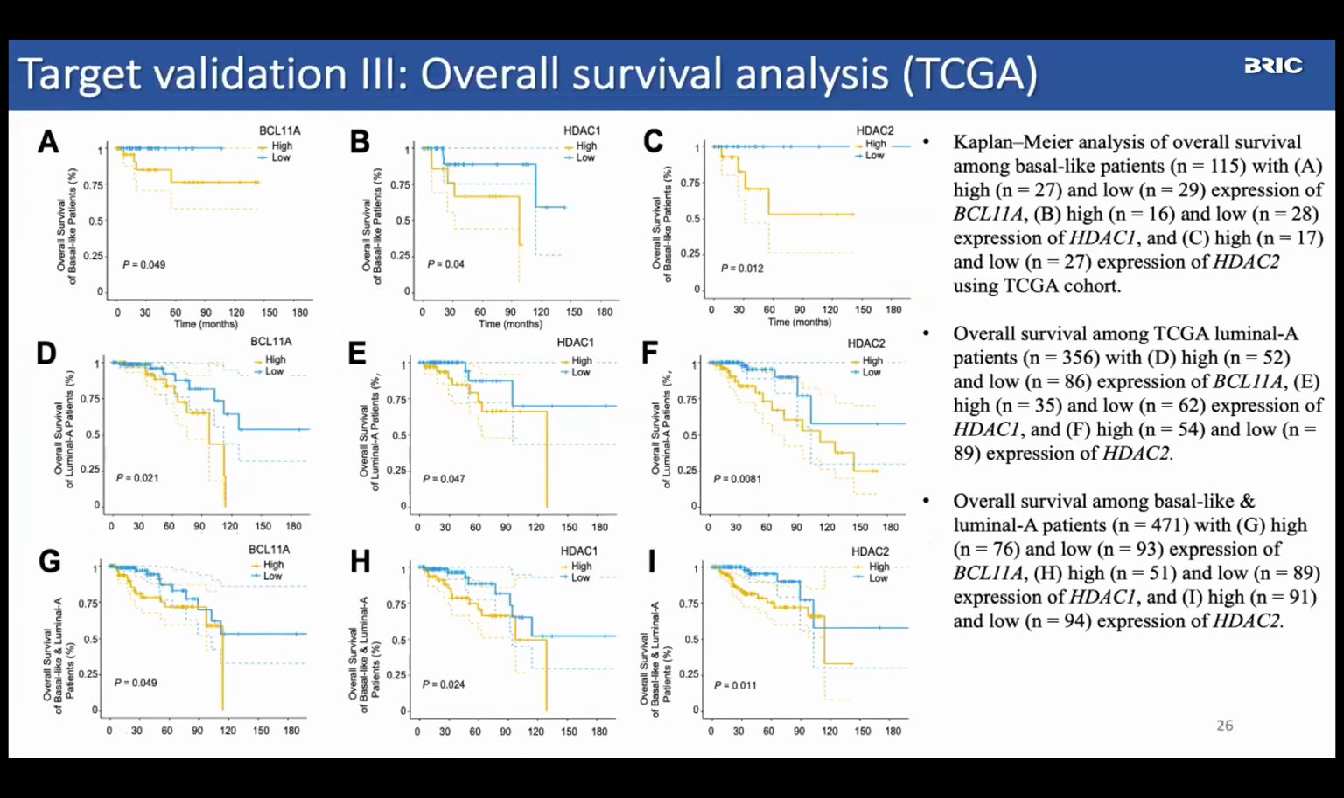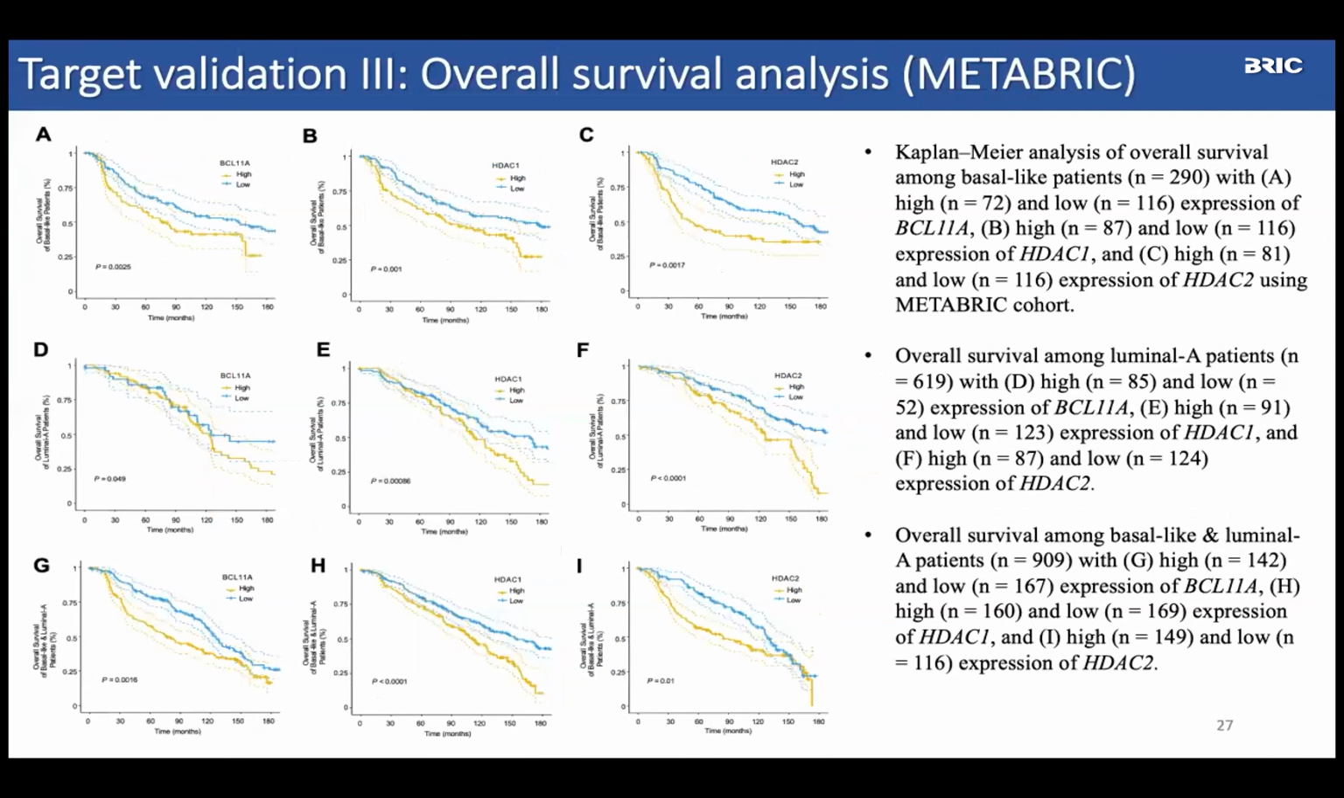We also look at the patient survival based on these gene expressions using TCGA and METABRIC patient data sets. And we were able to see that high expression of BCL11A, HDAC1, and HDAC2 is related to patient survival, and high expression of these genes can result in worse prognosis than that of patients with low expression of these genes. So this is patient survival from basal-like patients. This is for luminal A patients and in combination. And we also confirmed the results using METABRIC data sets, and it's shown here, same thing. High expression of these genes will bring worse prognosis or worse outcome in patient survival.